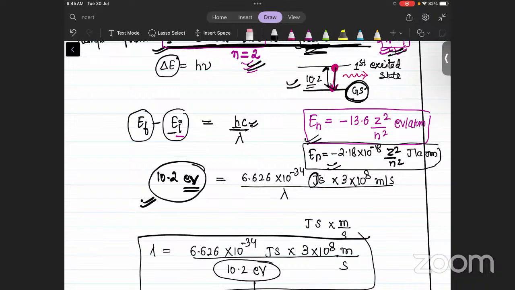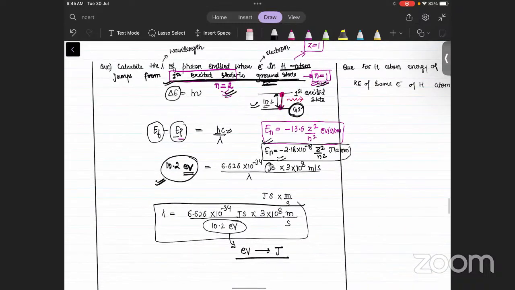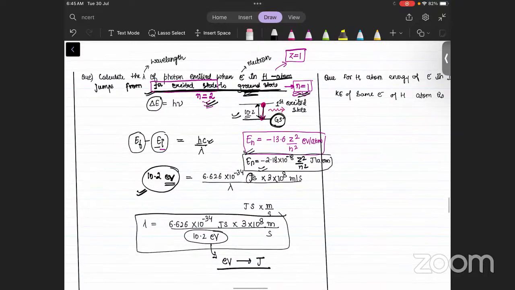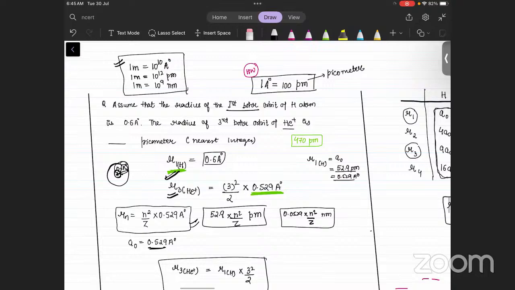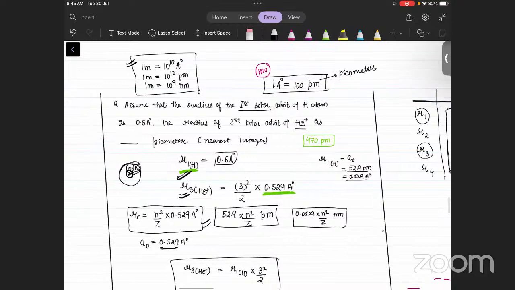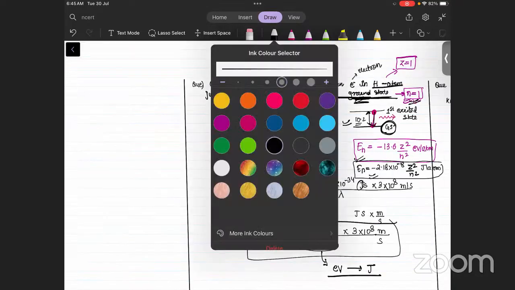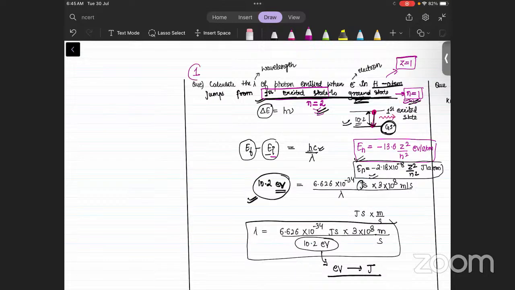Is this clear to everyone? Now you will have to send your answers to ma'am. So let's mark these questions. This is question number 1.